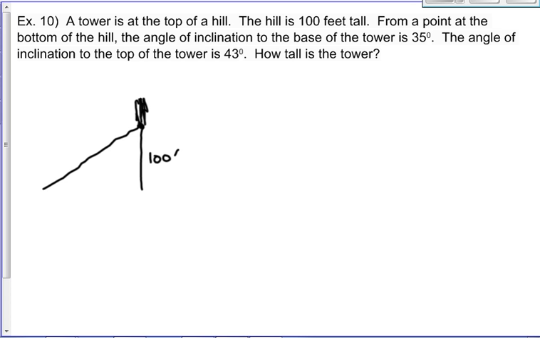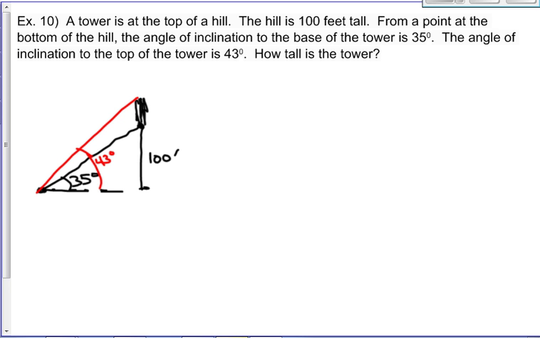Okay. From a point at the bottom of the hill, right here, the angle of inclination to the base of the tower is 35 degrees. So that means this angle right here is 35 degrees. The angle of inclination to the top of the tower is 43 degrees. So this whole angle here would be 43 degrees. How tall is the tower?